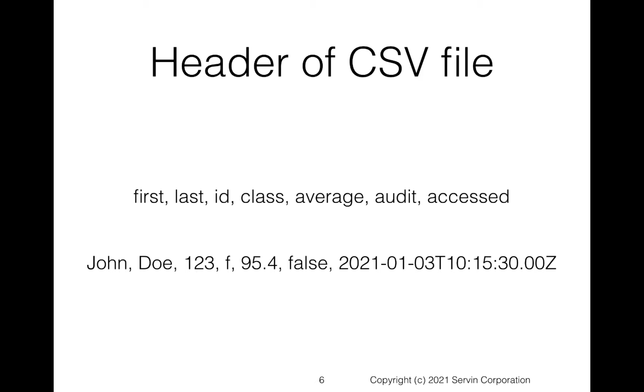There will be average. There will be audit, and there will be accessed. So the average, of course, will be the average number, average score. Audit will be a true or a false, and then accessed is a time and a date.